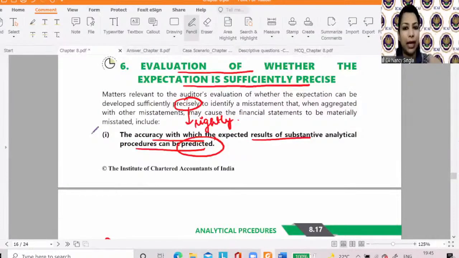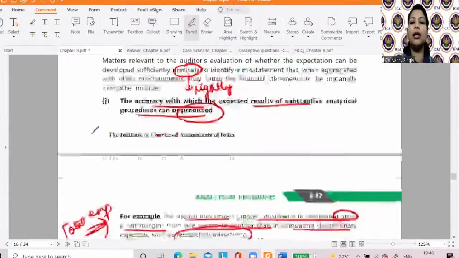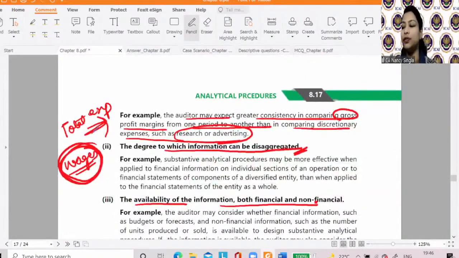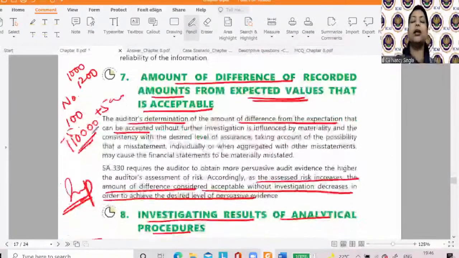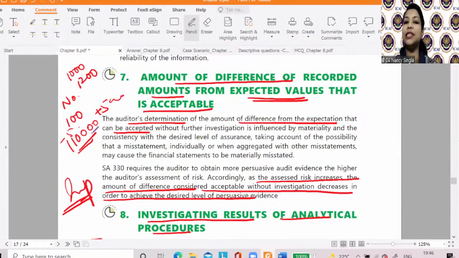तो first of all जिस matter को check करना है वो predictable होना चाहिए ना. Research and expenditure या advertisement को you cannot predict, है ना. Degree to which data is disaggregated and availability of financial and non-financial data. Difference है तो what is the amount of difference that is acceptable without any further investigation.